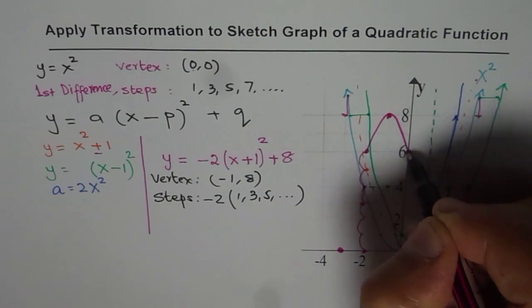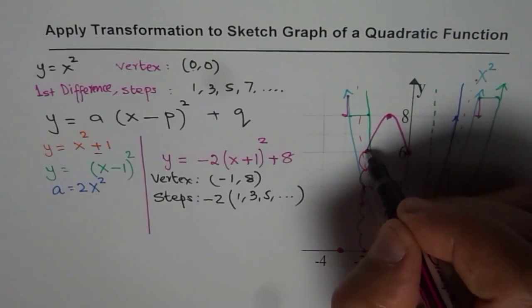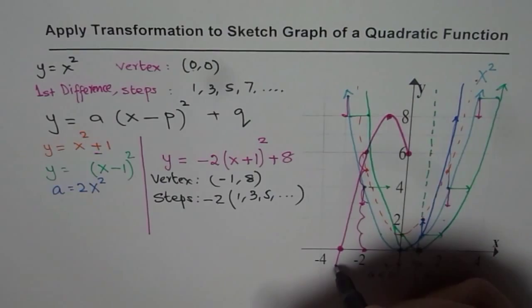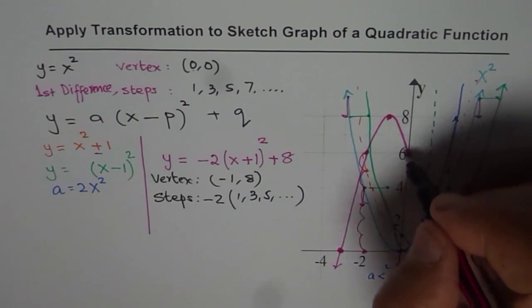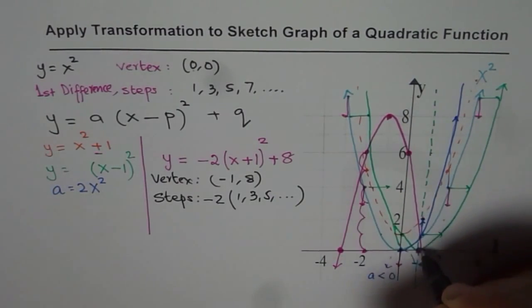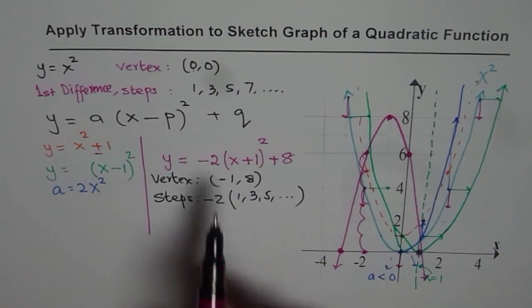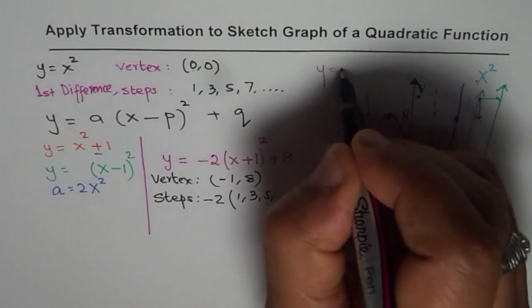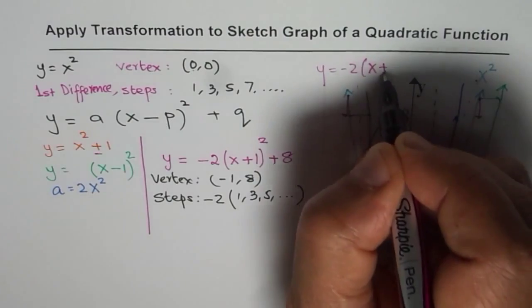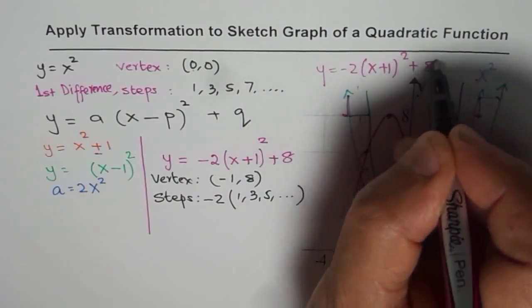So make sure that this is not a corner. That's very critical. And then you can make arrows here and look at the point and then like this. So this particular graph which I have drawn, an inverted parabola opening downwards, represents our equation, which in this case is y equals minus 2 times x plus 1 whole square plus 8, right?